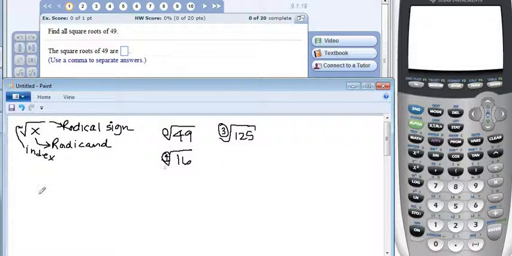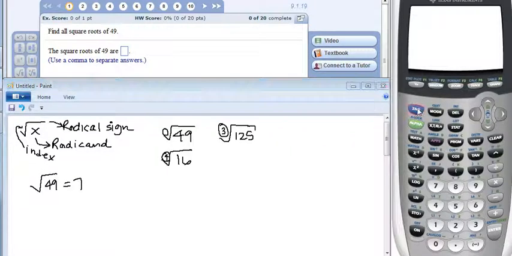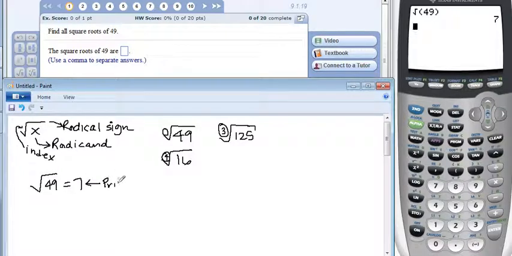Now we know that the square root of 49 is equal to 7, right? We can verify that through our calculator. But that's not the correct answer. Why not? Because this is called the principal root. Would that be principal or principal? I don't remember which one that is. The principal root is always the positive value.